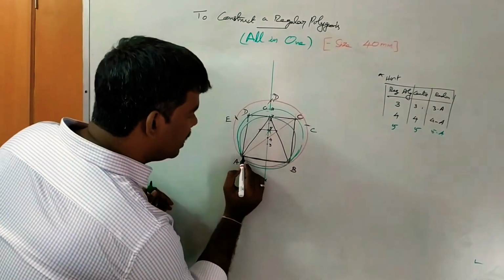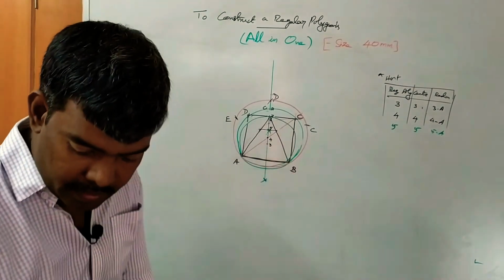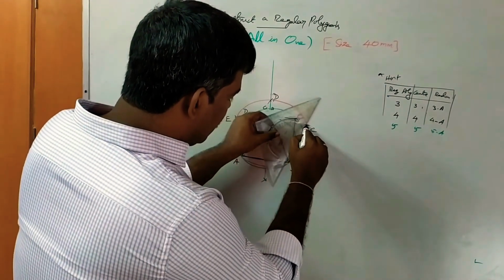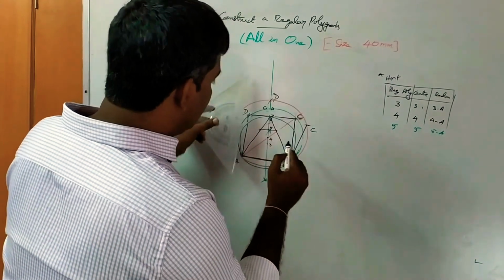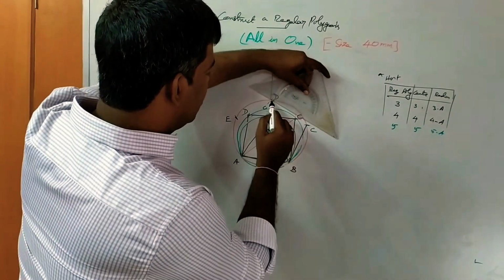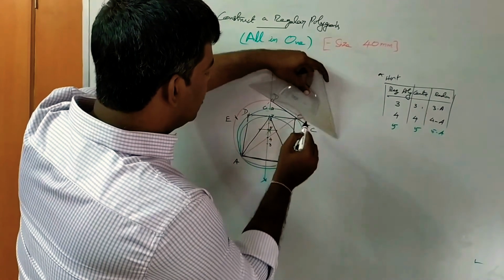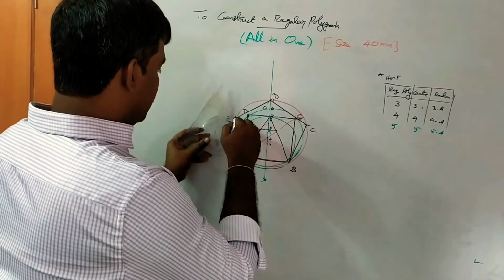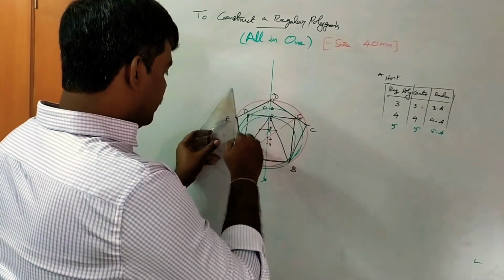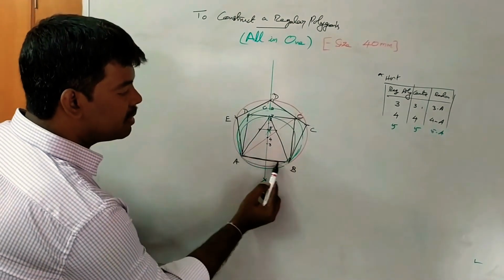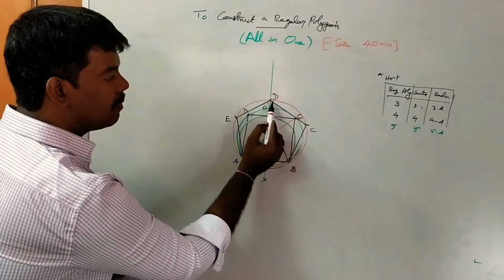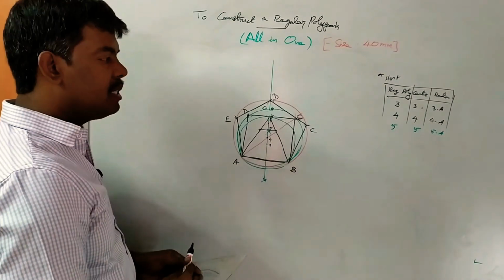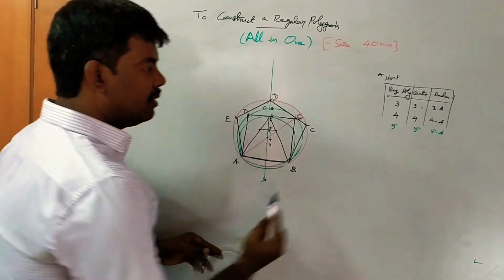So now you join A to B, B to C, C to D, D to E, and E to A. So this one is a pentagon. Pentagon. Similar case, 6 sides, hexagon like that.